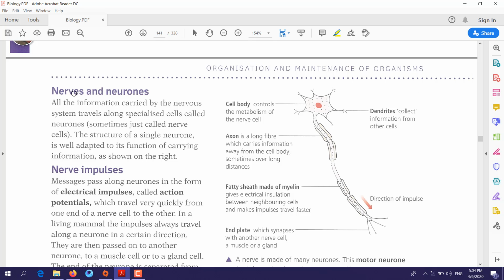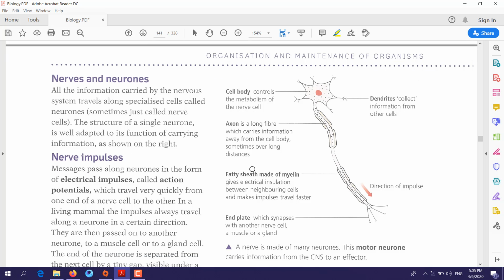Now, the main function of the nerve or neuron, as we said, is to transfer information. All the information carried by the nervous system travels along a specialized cell called a neuron. But now let's take a look at its structure, or how it's adapted to do this function. If you look at this drawing, it shows a neuron or a nerve cell. A nerve cell consists of many parts.